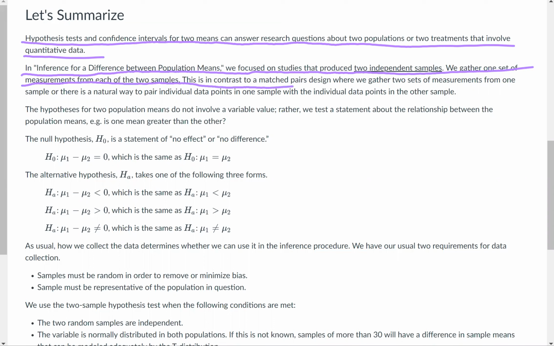This is in contrast to the matched pair design, where we gather two sets of measurements from one sample, or there is a natural way to pair individual data points in one sample with the individual data points in the other sample.